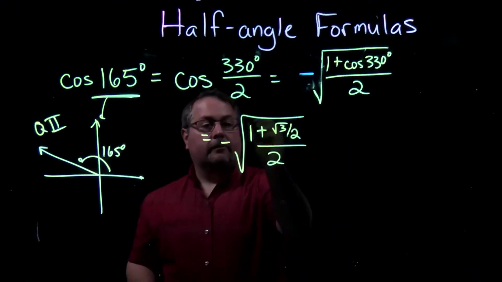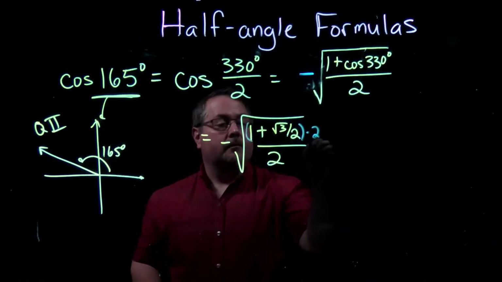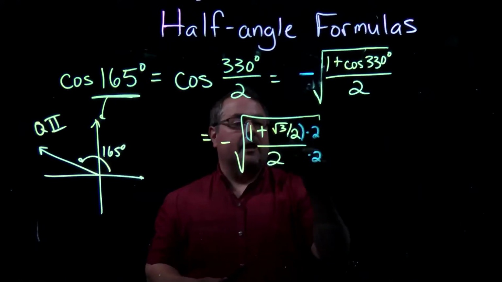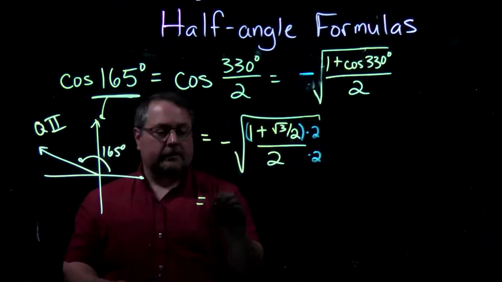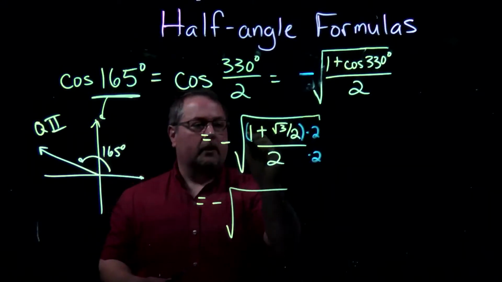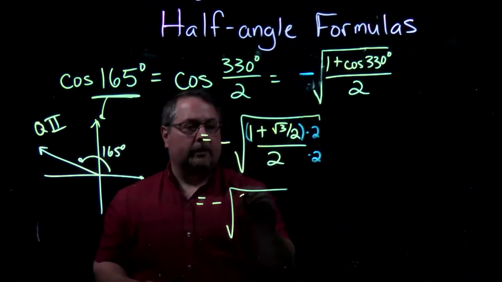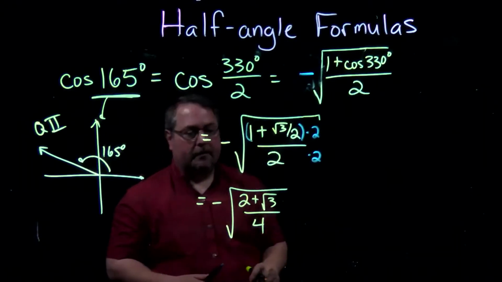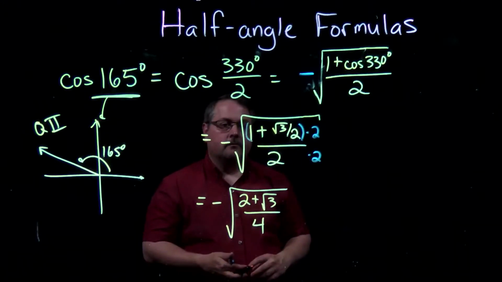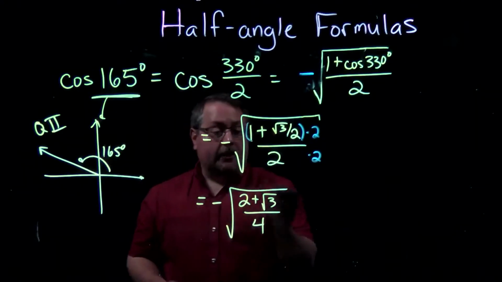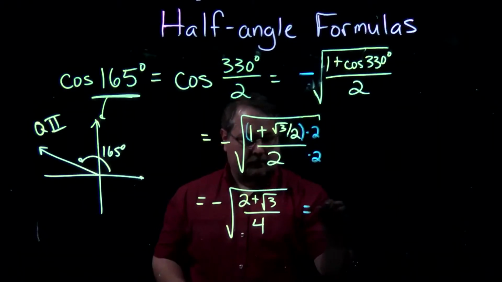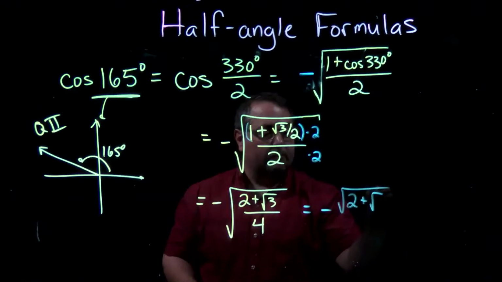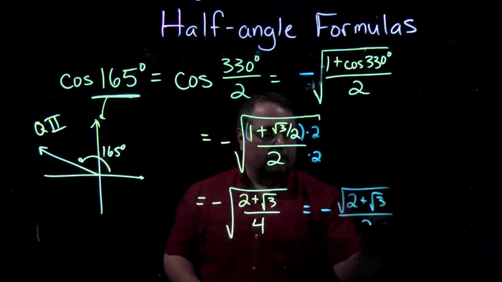And what I will do to clear out fractions is multiply the top by 2, the bottom by 2. Okay, and that's going to clear out that 2 in the denominator of root 3 over 2. Okay, so this is going to be negative the square root of, we distribute through the multiplication by 2, we get 2 plus square root of 3 up top, 4 on the bottom. And then finally we can simplify a bit. We can take the square root of the top, which is the square root of 2 plus square root of 3. On the bottom we have a square root of 4, which is 2.